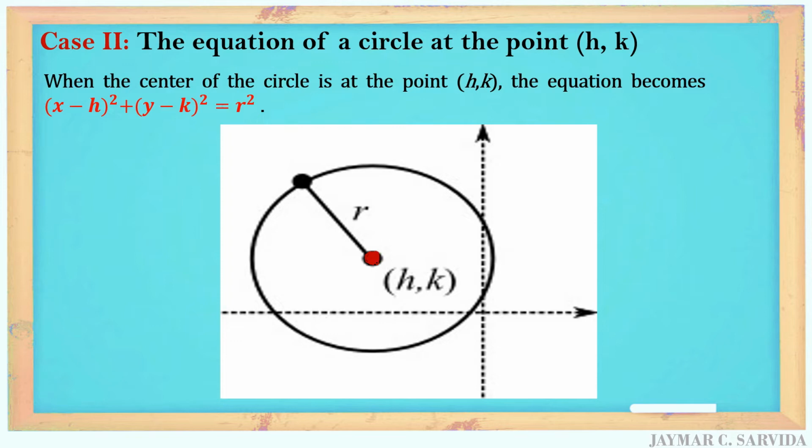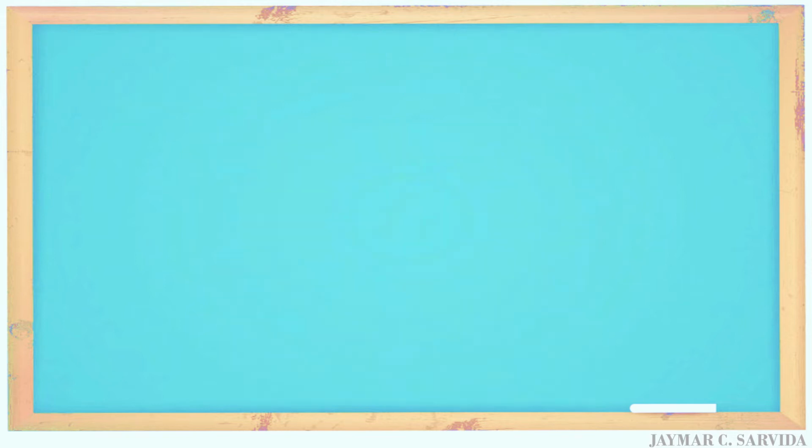So if the center is not at the origin but at the point (h, k), the equation becomes like this: (x - h)² + (y - k)² = r². Okay, so examples.